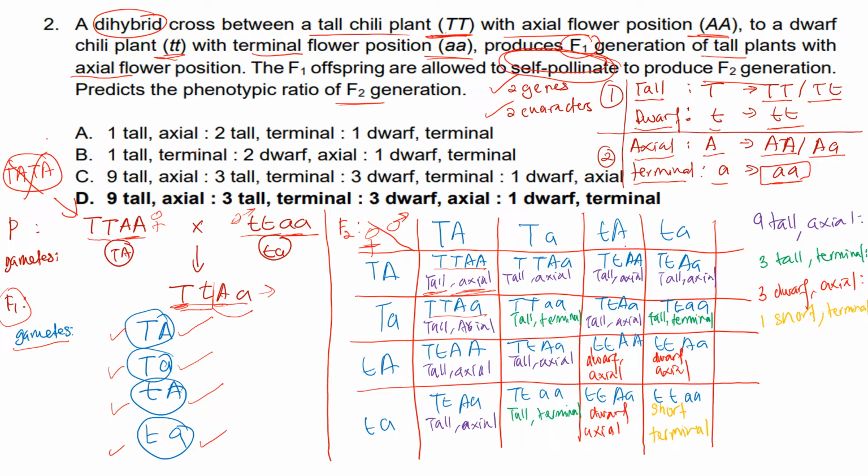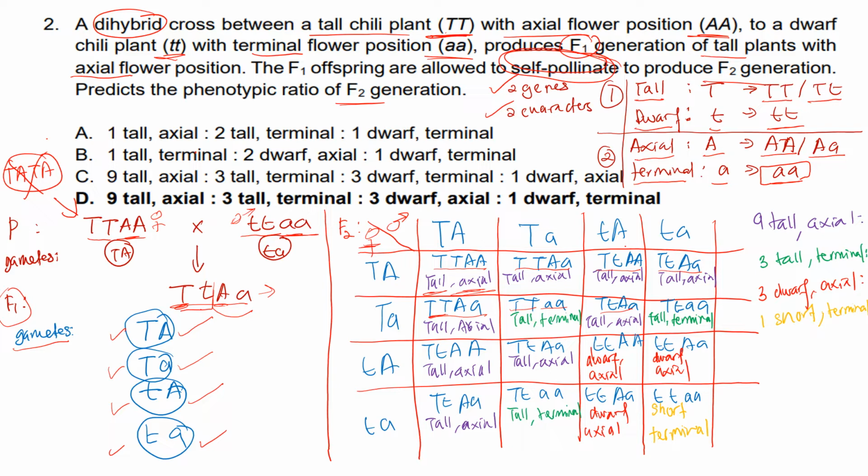position. Each time you write the genotype in the Punnett square for the F2 generation, make sure down below you write the phenotype. So for example this one, capital T, capital A, small a, you will get tall and axial. So you write all the phenotypes for each genotype. After that you have to count the phenotypes in the F2 generation.